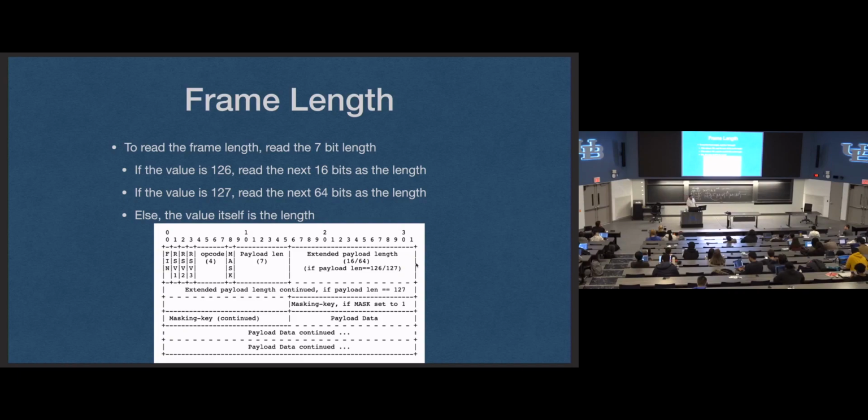But if you have a number that can't fit in 16 bits, you've got to use 64 bits. You've got to use the whole 3 rows, half of the bottom row, half of the top row. There's only 3 options here. Either your payload length can fit in 7 bits, or you need 16 bits to represent your payload length, or you need 64 bits to represent your payload length.